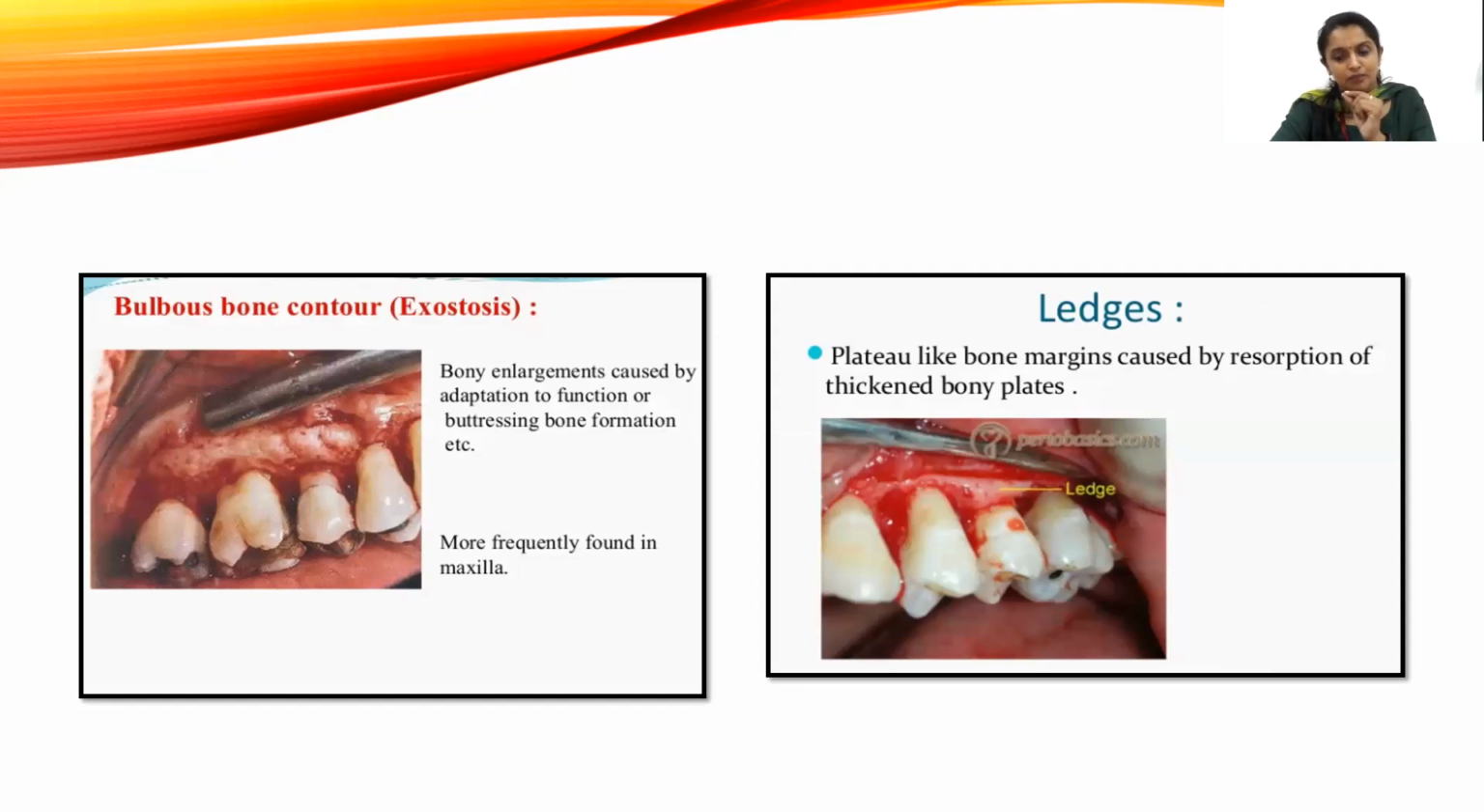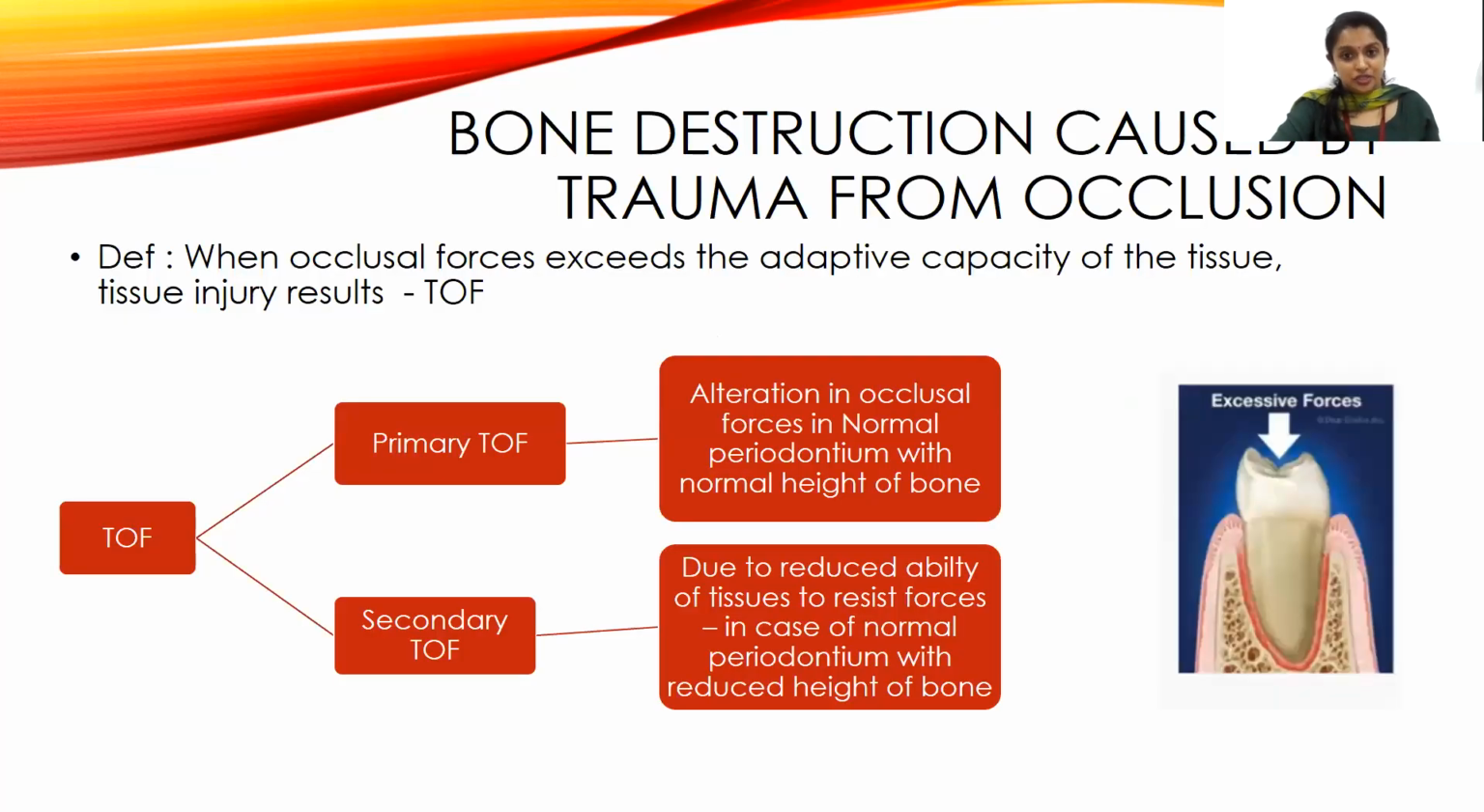Ledges are plateau-like bone margins caused by resorption of the thickened bony plate. Ledges are caused mainly by bony resorption. Coming to bone destruction caused by trauma from occlusion, where the occlusal forces exceed the adaptive capacity of the tooth. As a result, there will be injury to the tissue.